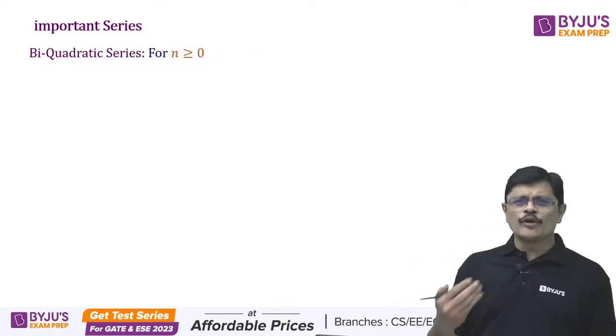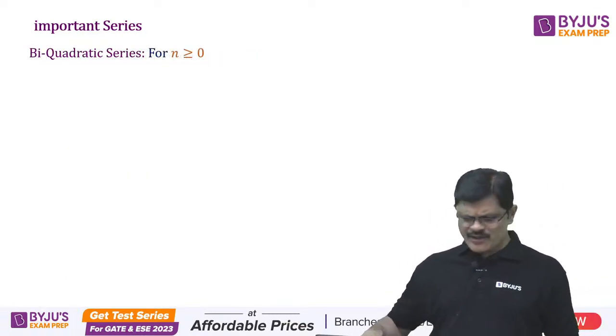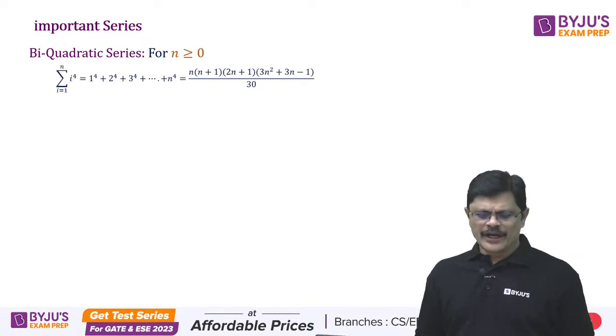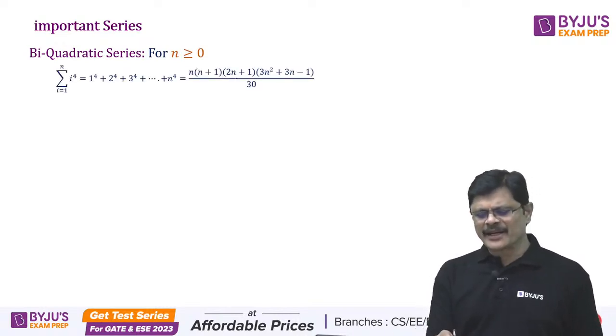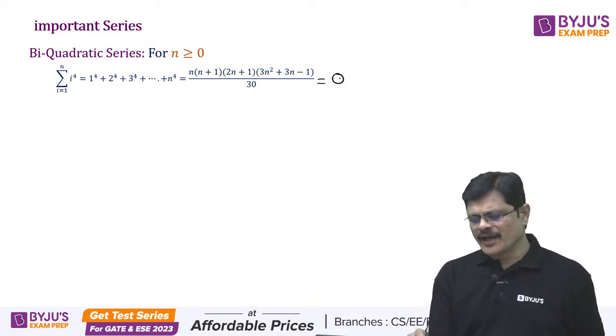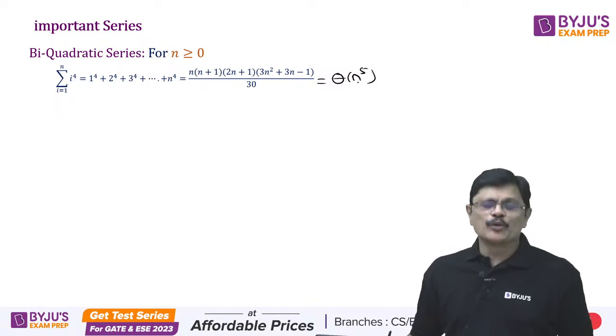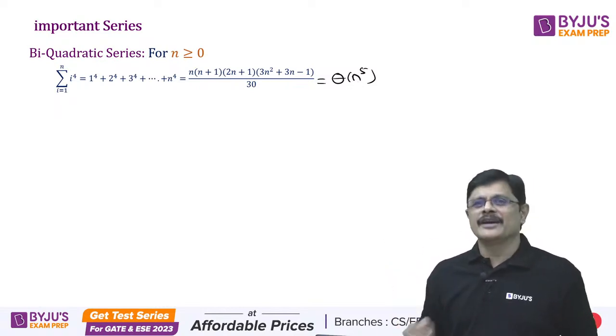And we can also go for biquadratic series, sir. Mostly this formula may not be available everywhere, but you can just take it for completeness. So it would be of order what, sir? N square, n cube, n power 5. It is of order n power 5.